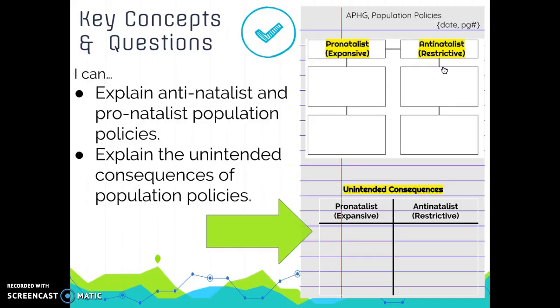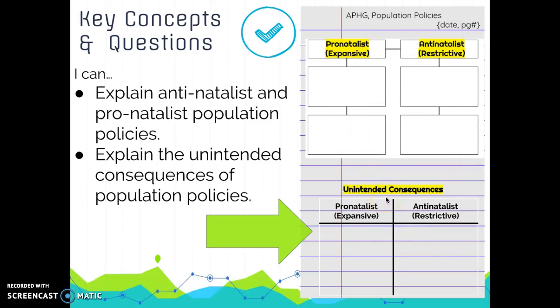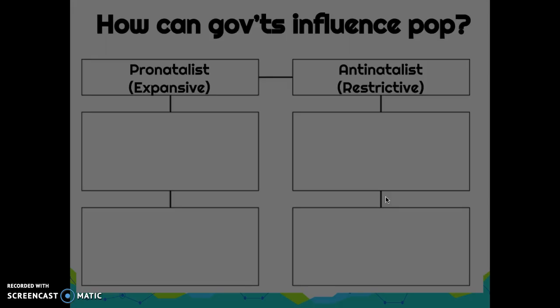Here you can see your key concepts and questions and how you should set up your page. I suggest you set up your page like I have, because this is the order that I'm going to go in the notes. And we're going to talk about the differences between antinatalist and pronatalist population policies. And we're also going to talk about the unintended consequences of those population policies.